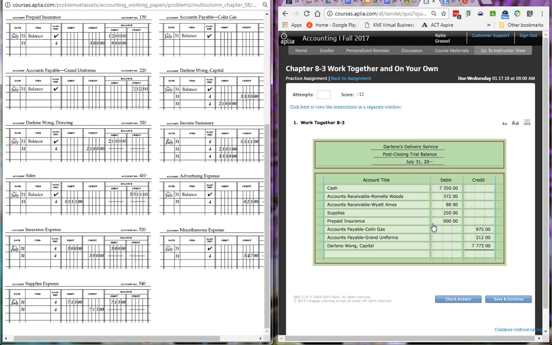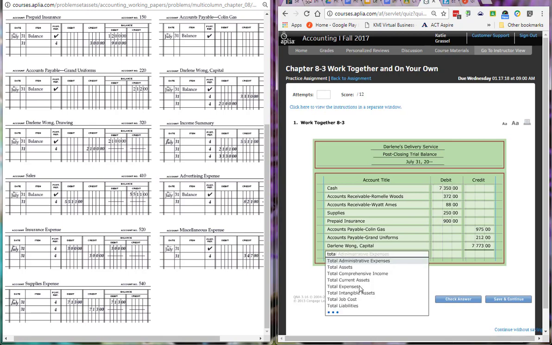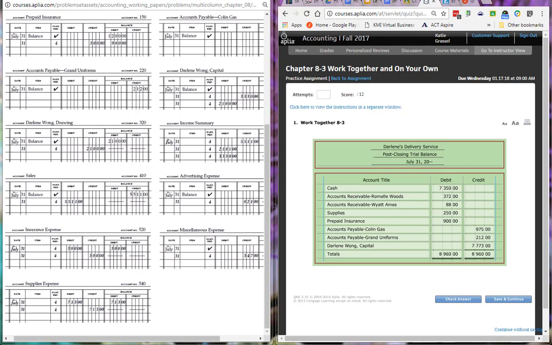So what I need to do at this point, right below Darlene Wong Capital, is go ahead and write in totals. Then you take out your handy dandy calculator and you go through and add up your debits and add up your credits. Please go ahead and do that and fill in your number there. Ben, what did you get for your number for a debit? 8,960. Cole, what did you get?